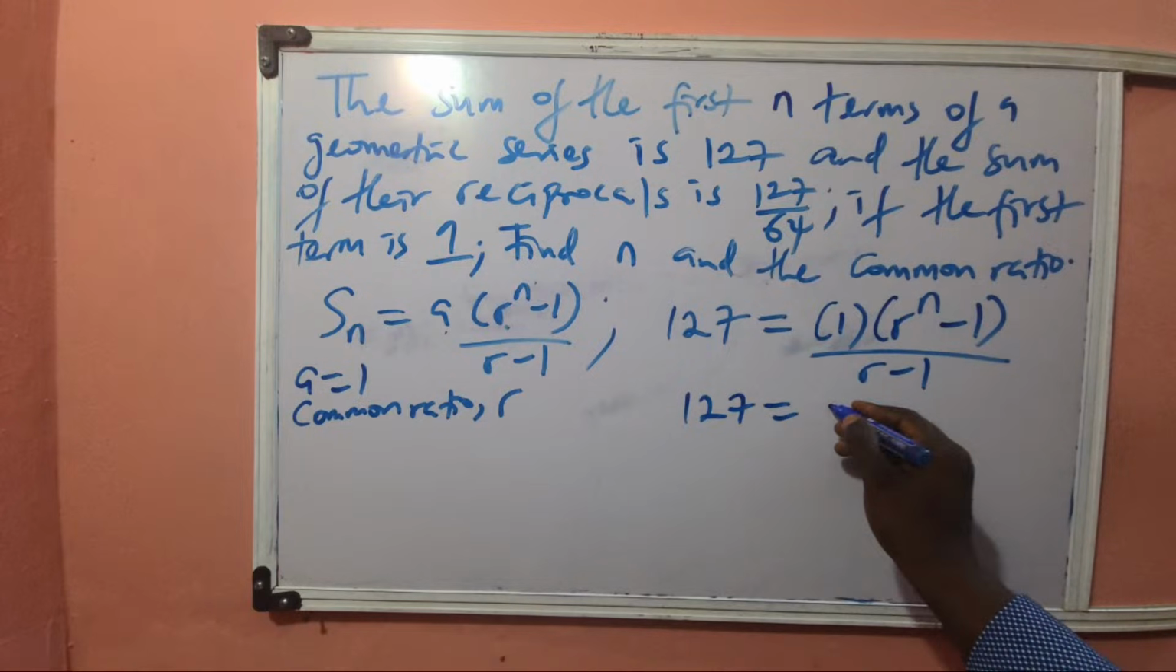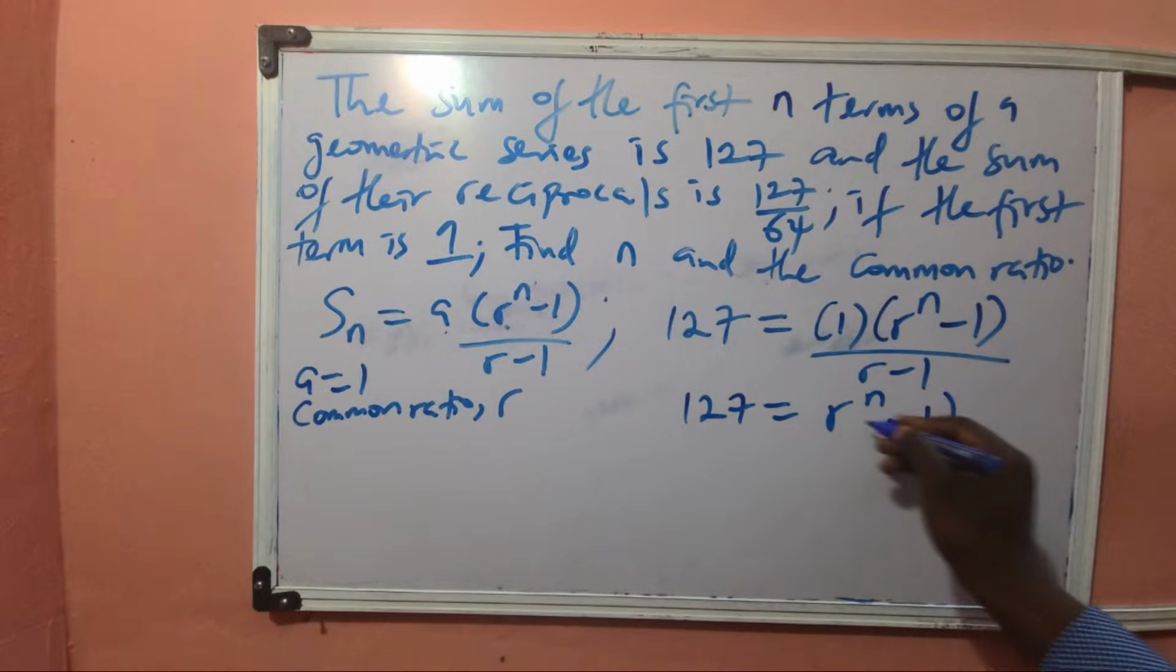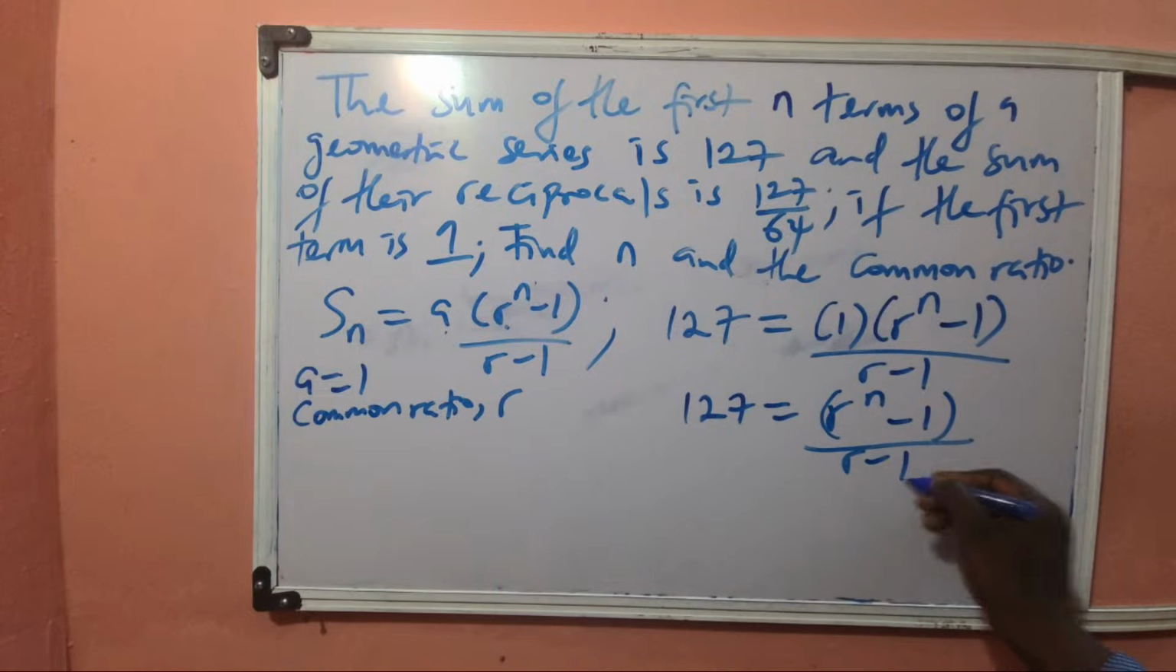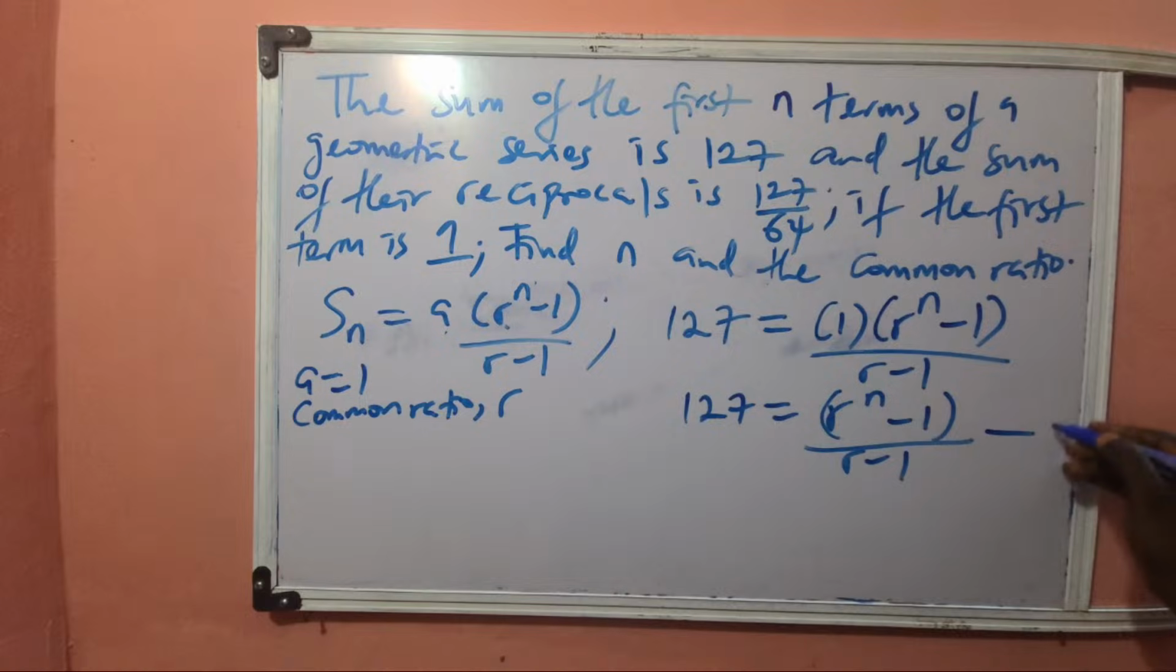So this will be r raised to power n minus 1 over r minus 1. So note this down somewhere. Just note this. Let's call this equation 1. If you're having a note there, just write this as equation 1. All right. Good.